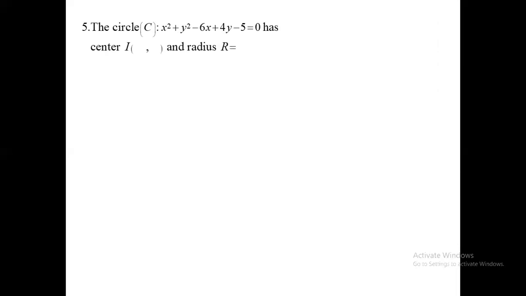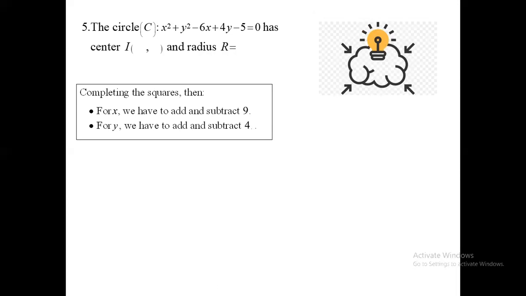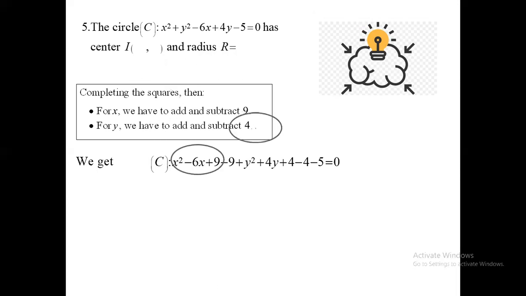Another example, the circle x squared plus y squared minus 6x plus 4y minus 5 equals 0. I need to find the center and the radius. Again, we need to complete the squares. For x, we have to add and subtract 9. For y, we have to add and subtract 4. We get the following equation. This part will be the perfect square for x, and this part will be the perfect square for y.